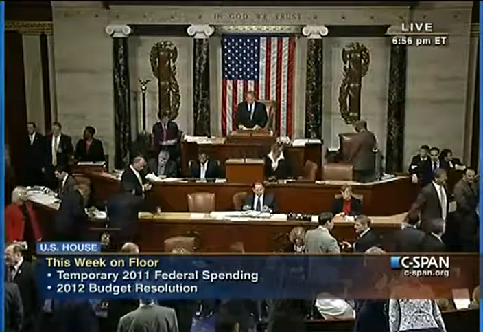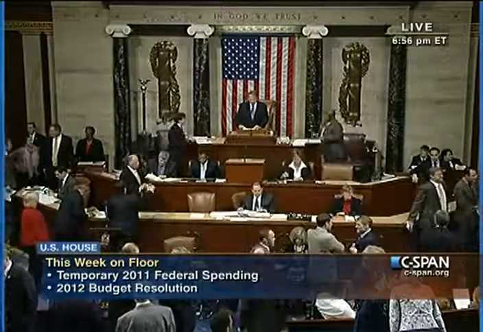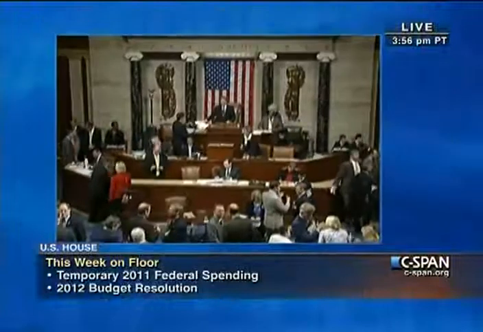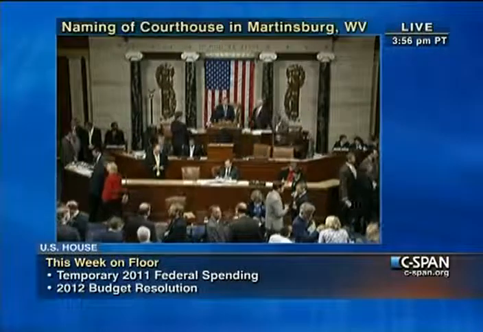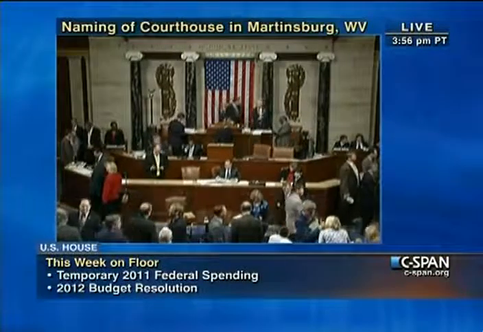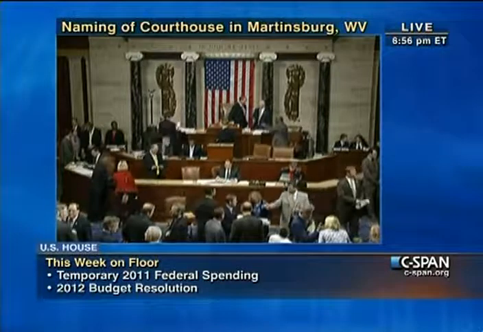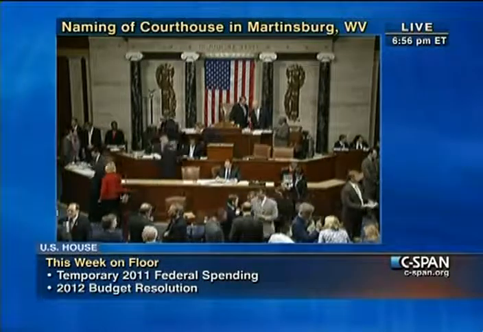The question is, will the House suspend the rules and pass the bill? Members will record their votes by electronic device. This is a 5-minute vote. And this vote, the second of 3 votes, is on naming a federal building and courthouse in Martinsburg, West Virginia. One more vote will follow this.